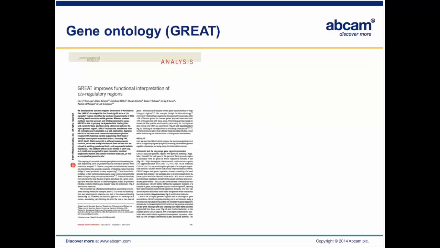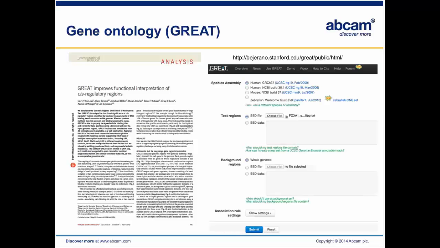Another thing that most biologists are interested in is to assign the binding sites to genes and perform gene ontology analysis to find potential biological functions of transcription factors. To do this, we'll be using a web tool called GREAT, developed in Gill Bejerano's lab. It is very straightforward to use.